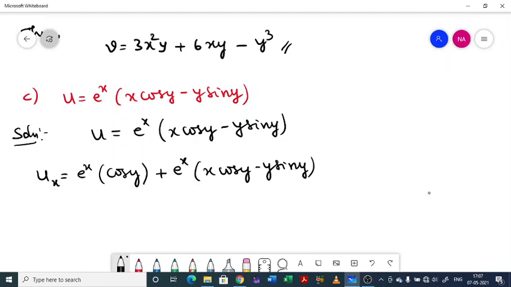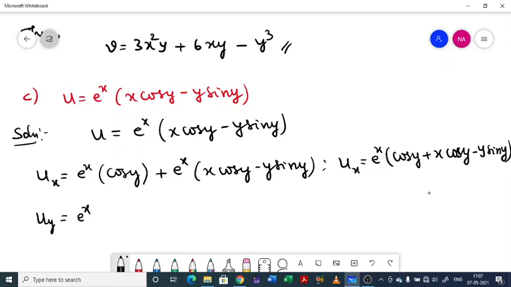So ux will be e power x times cos y plus x cos y minus y sin y. Next, uy: e power x into the derivative of cos y, that is minus sin y. So you will get minus x sin y. Here you have to apply the product rule again, minus sin y, so sin y as it is, and y differentiated, next minus y into cos y.